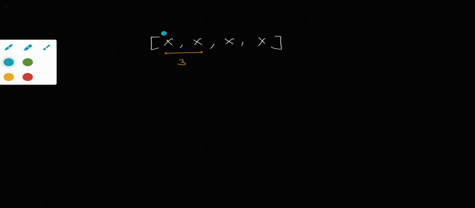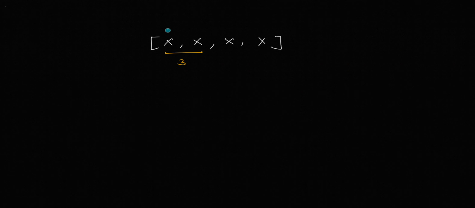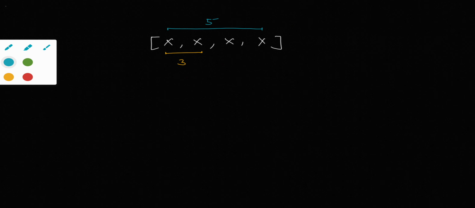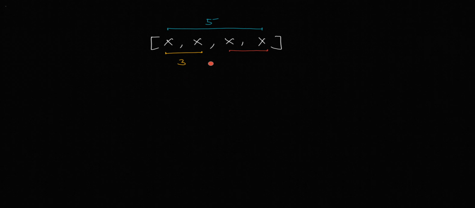It is based on a concept called prefix sum, which goes something like this. If you have an array with a few elements in it, and if I tell you that the sum from this index to this index is 3, and the sum from this index to this index is 5, then what would be the sum from this index to this index? It obviously is going to be 2, right?